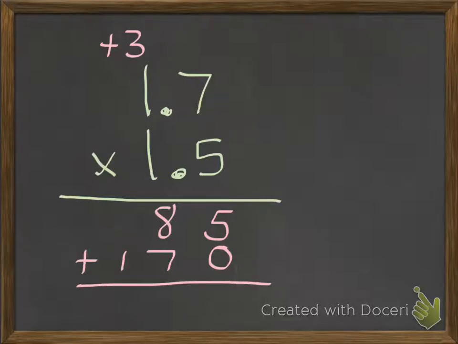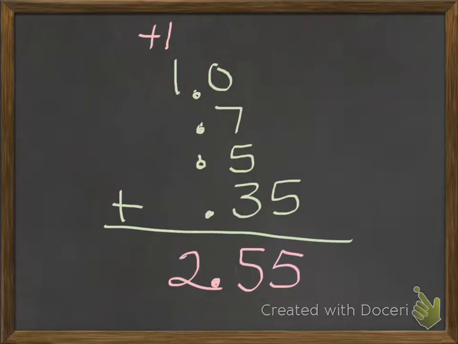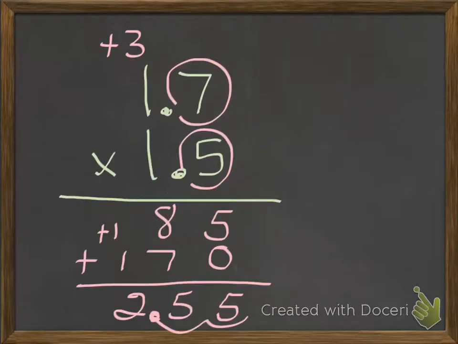Add it all up. 5 plus 0 is 5. 8 plus 7 is 15. Carry the 1. 1 plus 1 is 2. There are 2 digits after the decimal point, so we have to put 2 digits after the decimal point in our answer. So our answer is 2.55, which is the same answer we just got using partial products in our distributive property.